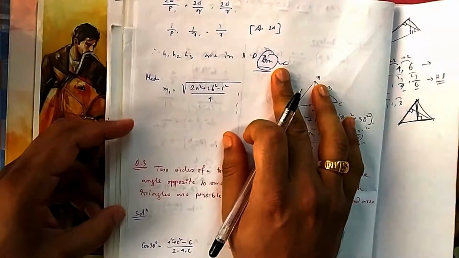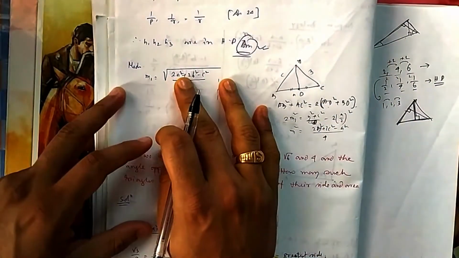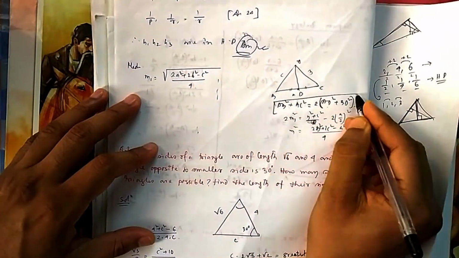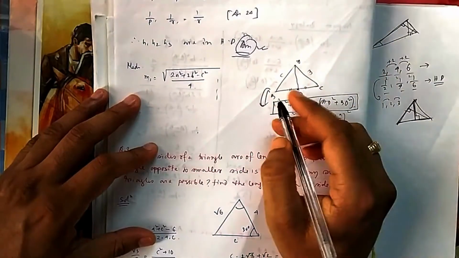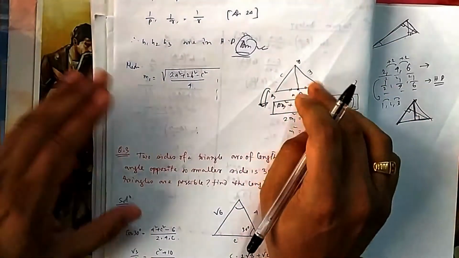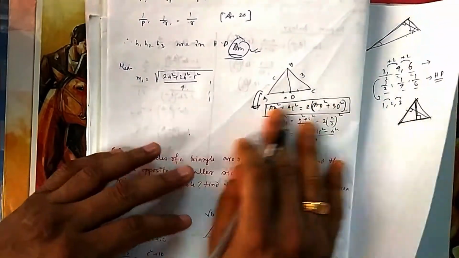Now for the median, there are options for the median also. So how to get the median? I have not given any formula because there is a standard Apollonius's theorem. This is known as Apollonius's theorem, which is more general than your Pythagoras theorem. Pythagoras is a special case of this one, you can say. In case of a right angle, if you apply this one, it will give rise to the Pythagoras theorem.